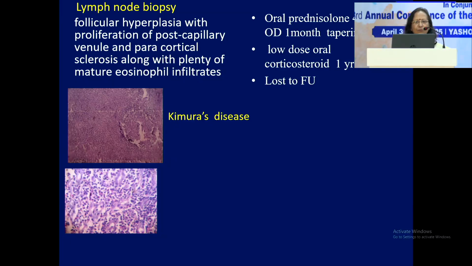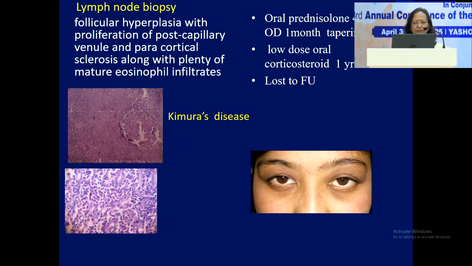We started oral prednisolone, tapered the dose, and had to continue oral prednisolone for 1 year. The patient improved, but she again came back, and after that we started azathioprine and she is on a maintenance dose. She is doing well now.